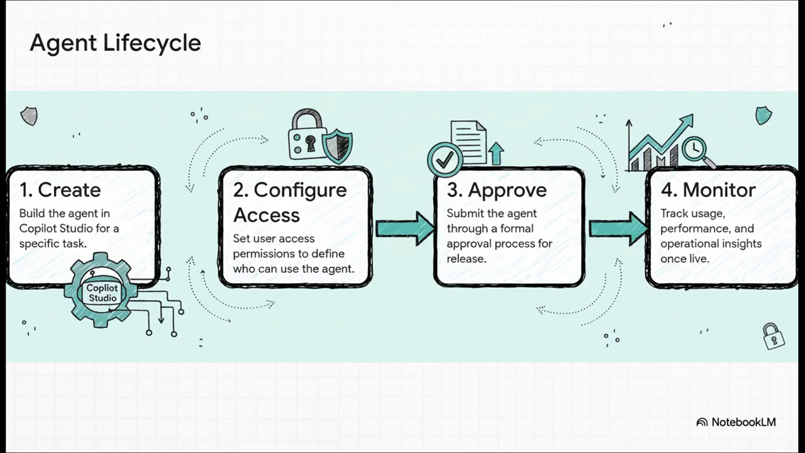It all starts with the creation of the agent in Copilot Studio. Then, and this is crucial, before it's deployed, an admin has to explicitly configure who can use it, usually by assigning it to specific Entra ID security groups. This stops unauthorized use right in its tracks. A lot of companies will then have a formal approval step to review the agent's function and security before it's released to everyone. And only after it passes all those gates does the agent go live, which is when the continuous cycle of monitoring its usage and performance really begins.